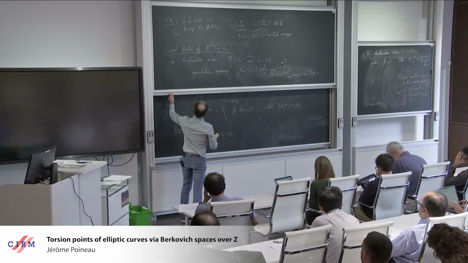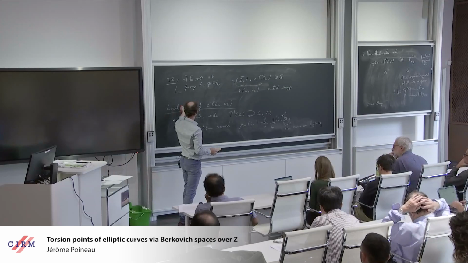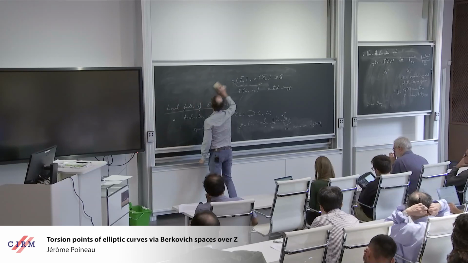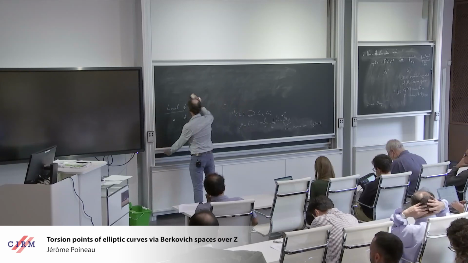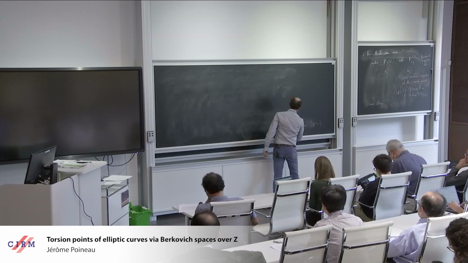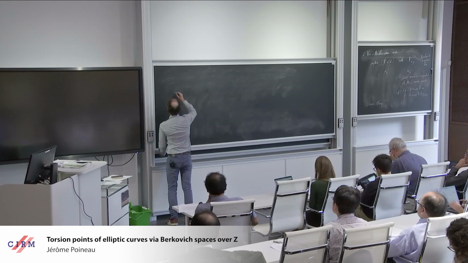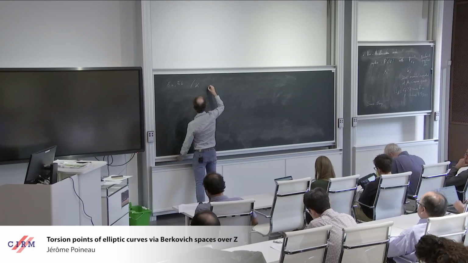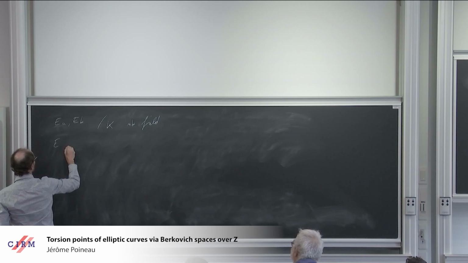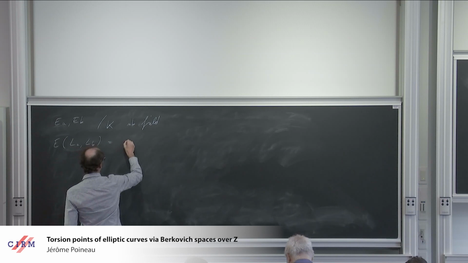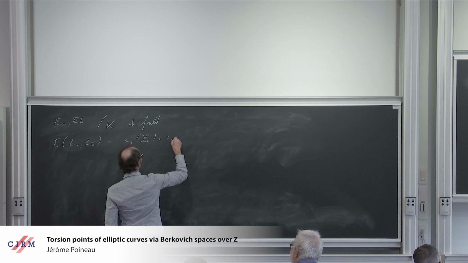I said it, but maybe I should write it down explicitly. I wrote that I wanted to show you the local factors of this pairing. So let me write this down explicitly. Maybe I start with two elliptic curves, E_A and E_B, defined over some number field K. This mutual energy, as I called it, is nothing but the intersection number of the two metrized line bundles, if you are more comfortable with this notation.